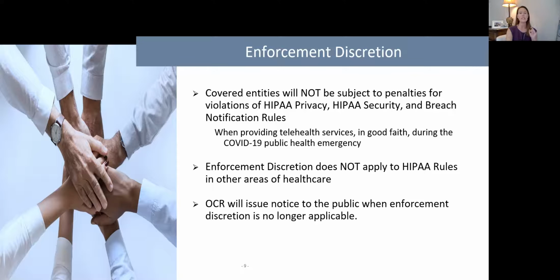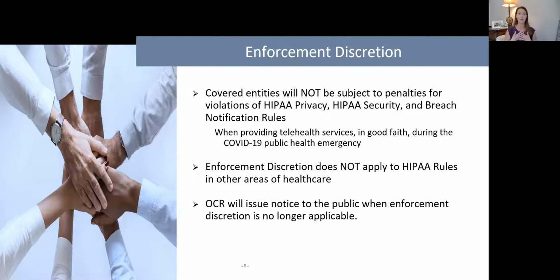And then finally, there is no expiration date that has been issued as of now. So the OCR will inform the public when enforcement discretion is no longer applicable. And I foresee that being when the public health emergency is over, but we're going to have to wait to get that information from the Office for Civil Rights.